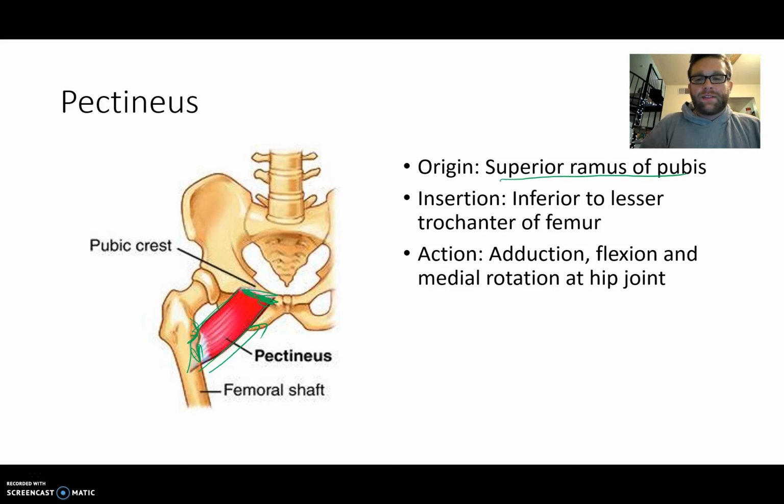With this muscle, its insertion and its origin are things you should know. Again, it's a hip adductor. So the pectineus is actually a pretty short muscle, but it's an important muscle to talk about.